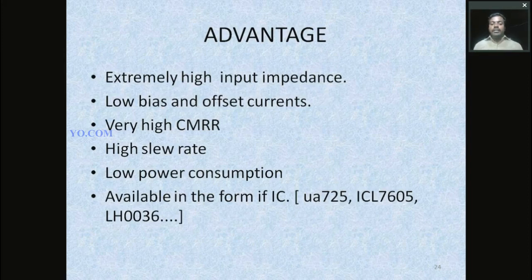Biological signals are very low frequency signals, so the amplifier should respond immediately. That is very important. Then low power consumption.